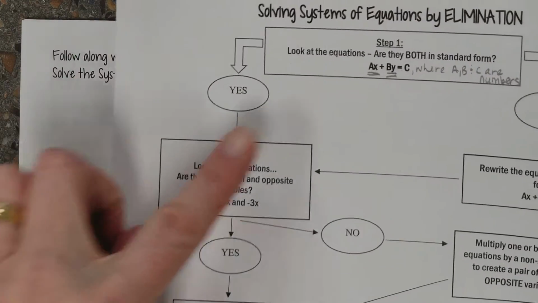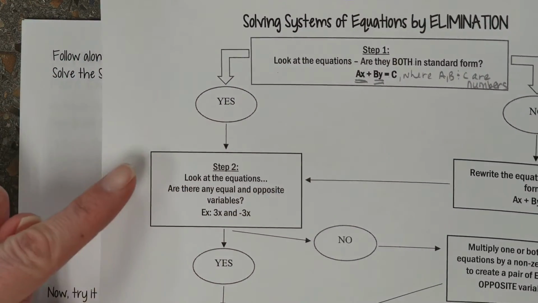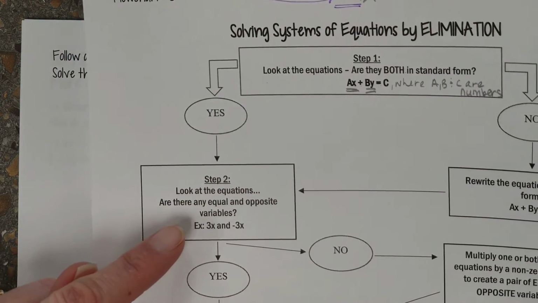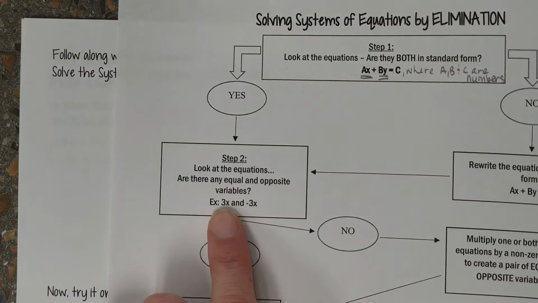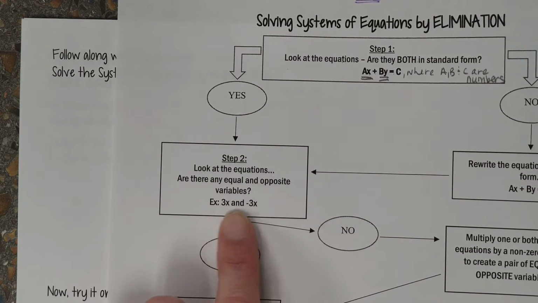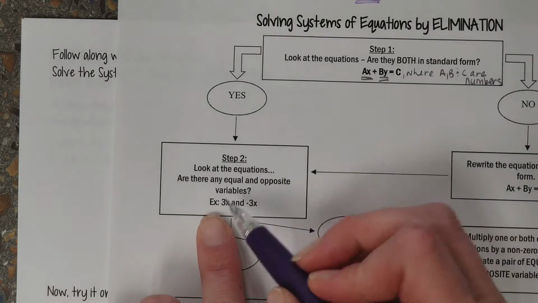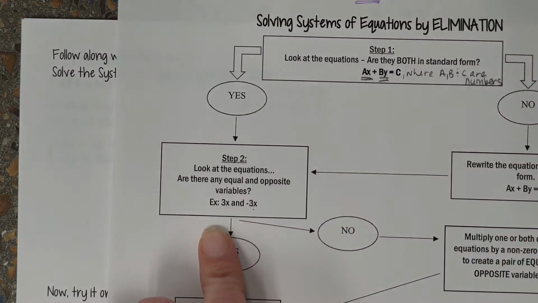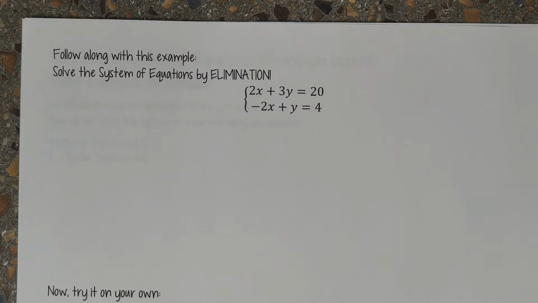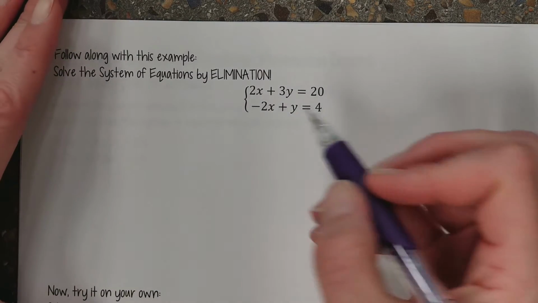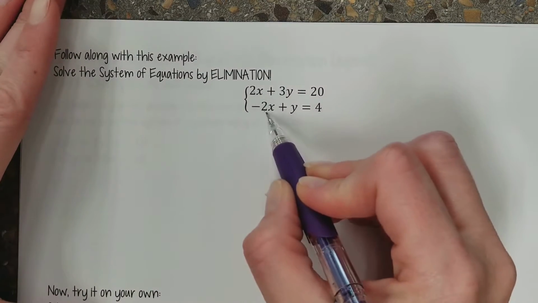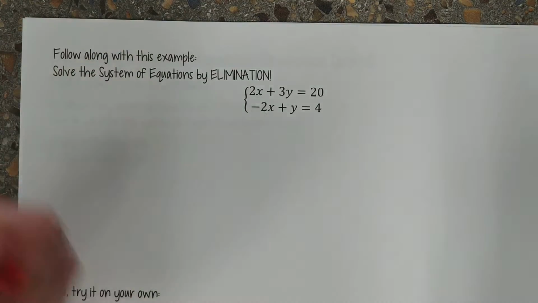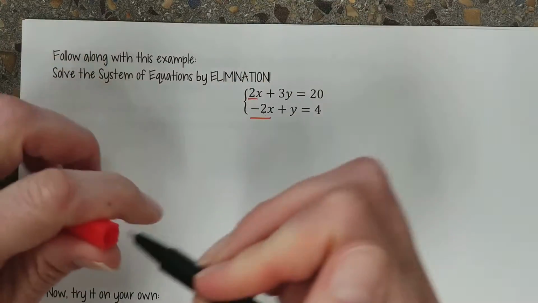Step two, so we come here and we go to yes. Step two says, look at the equations. Are there any equal and opposite variables? And here's an example. So 3x and -3x, these are equal and opposite. They're both 3x, but then they're opposite. One's positive and one's negative. So we need to see, is there an equal and opposite? You need both. If I look here, these are both equal, my x's, and one's positive and one's negative. So these ones right here are my equal and opposites. This one and this one.